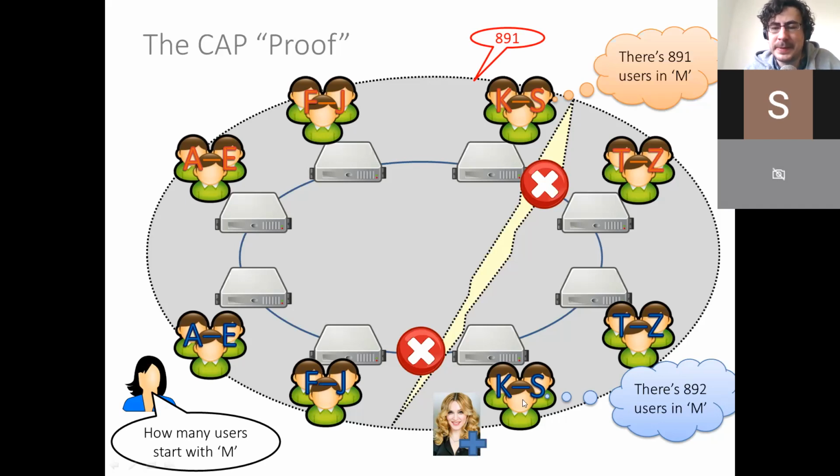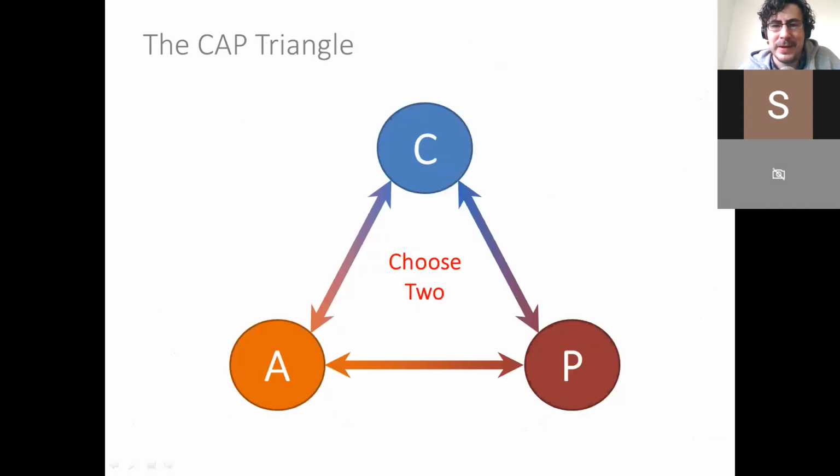So already with the Madonna update on one part of the partition, there's no way a consistent state can be achieved. And we can see that if we ask here how many users start with M, they will give us the old response. So it's maybe intuitive enough. There's no way we can continue functioning perfectly if there's a partition in the system such that the different parts of the distributed system cannot communicate. So the main takeaway is that you have to choose two of these things. You have to choose either CA, AP, or CP.